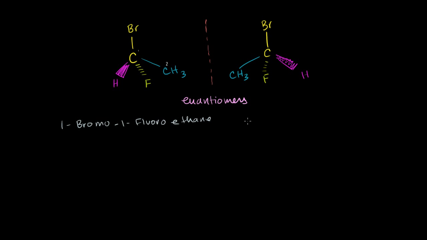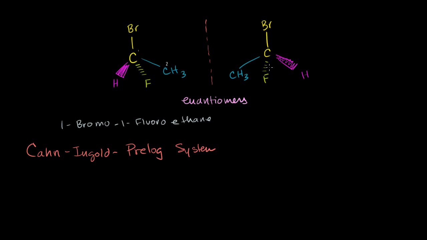So the naming system we're going to use right here is called the Cahn-Ingold-Prelog system, but it's a different Cahn. It's not me. It's C-A-H-N instead of K-H-A-N. Cahn-Ingold-Prelog system. And it's a way of differentiating between this enantiomer, which right now we would call 1-bromo, 1-fluoroethane, and this enantiomer, 1-bromo, 1-fluoroethane. And it's a pretty straightforward thing.